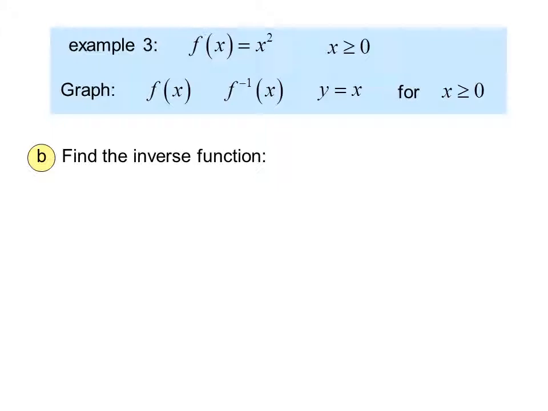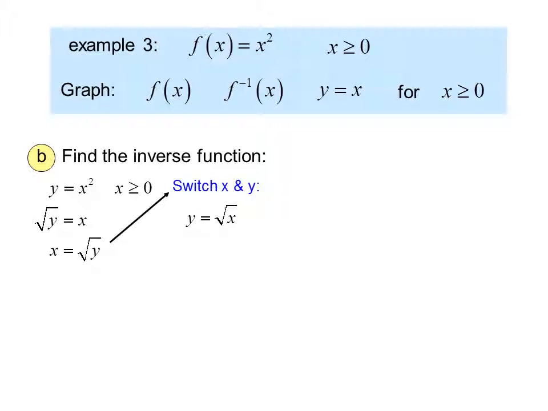Find the inverse function. We start with y equals x squared, where x is greater than or equal to 0. Solve for x by taking the square root of both sides. So we get x equals radical y. We switch x and y, giving us y equals radical x, or f inverse of x equals radical x.